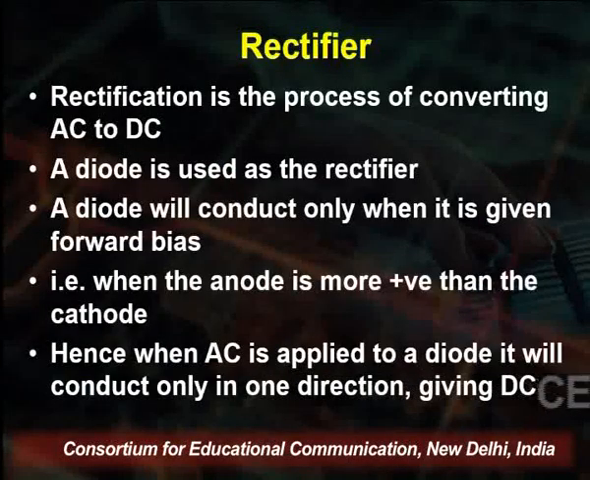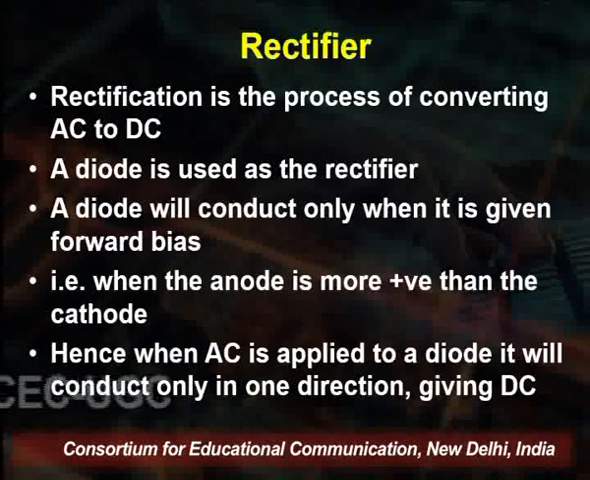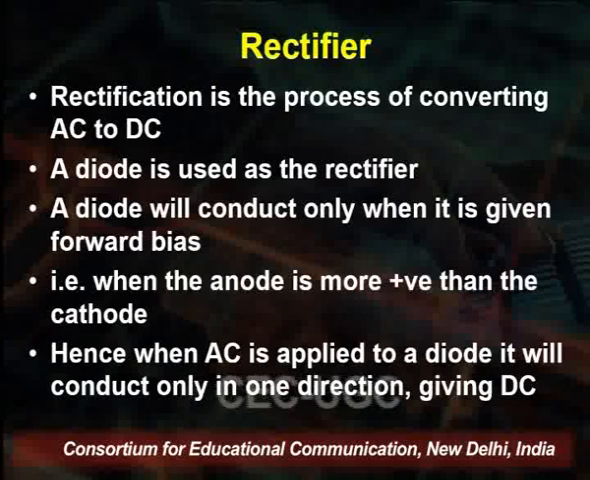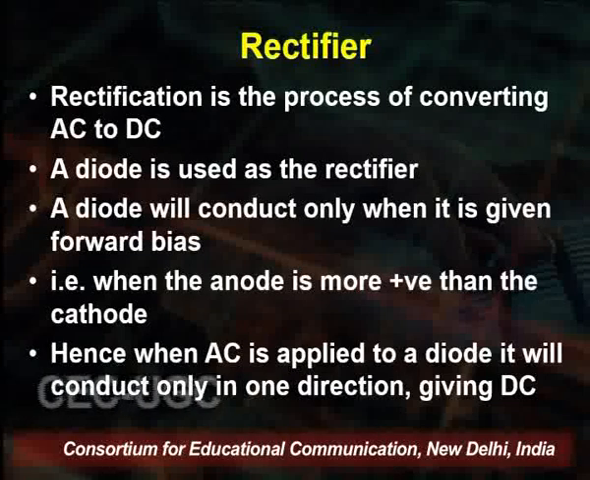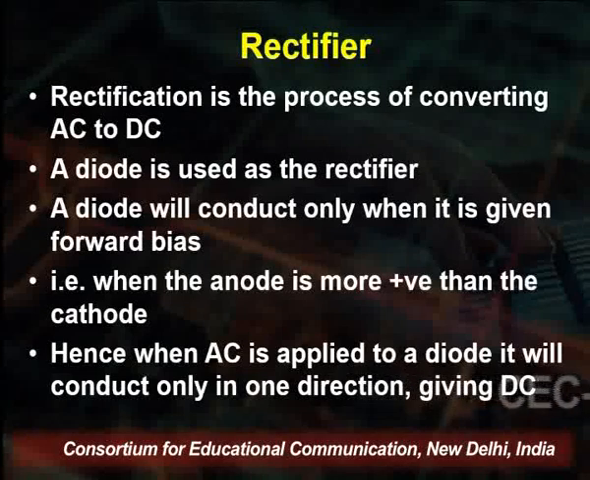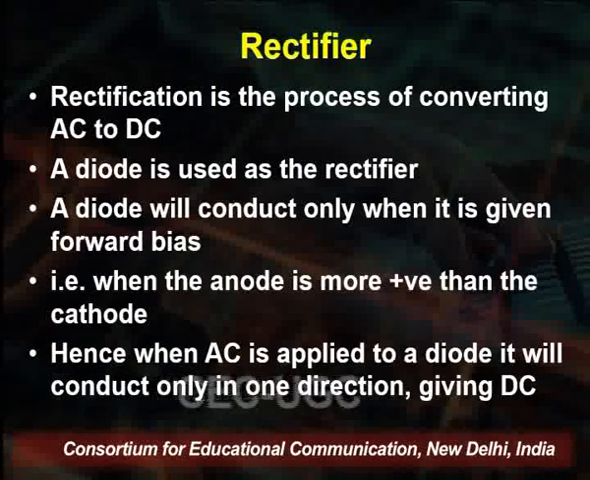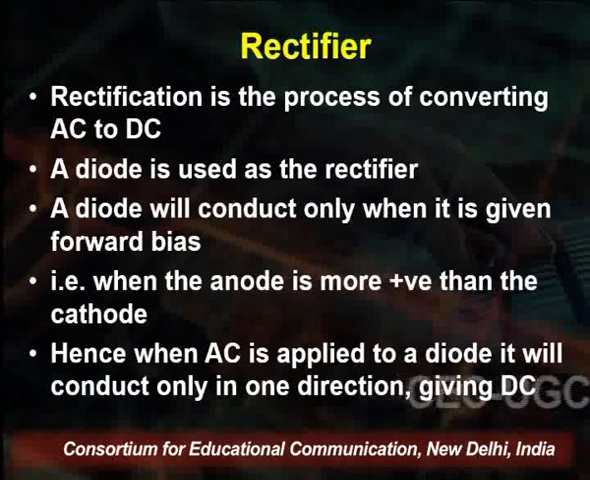For rectifiers, we use the diode. A diode will conduct only when it is forward biased, then we can convert AC to DC. Here the anode is more positive than the cathode, as we are taking the forward bias. When AC is applied to the diode, it will conduct only in one direction, giving the DC current. So a rectifier converts AC into DC by using the diode.